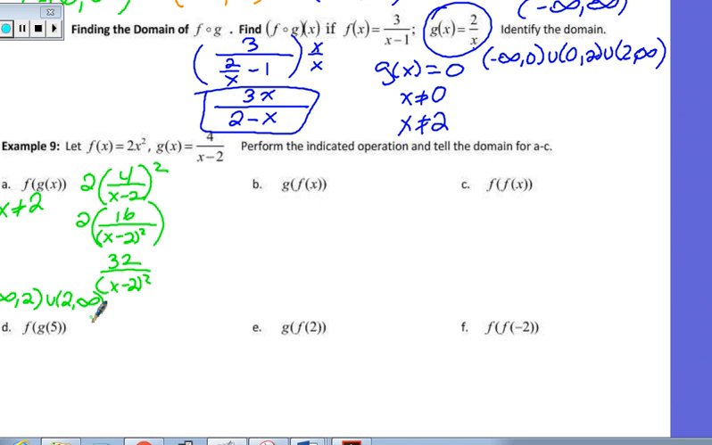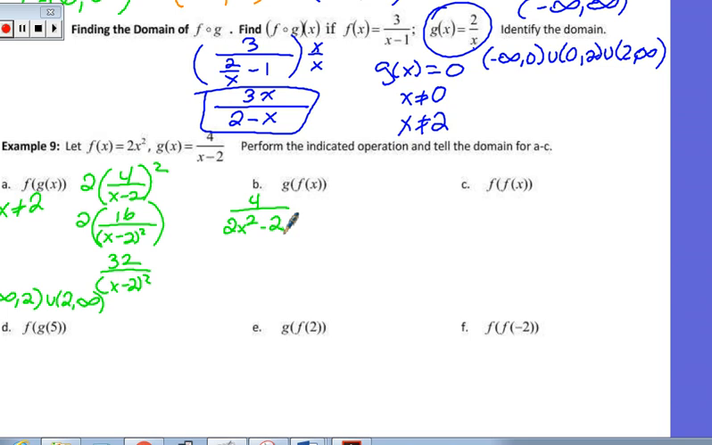So our domain is going to be from -infinity to 2, picking up on the other side of 2 and heading towards positive infinity. Okay, this one here, now we're going to take f of x, and we're going to replace that where we see an x with g of x. So that's going to get us 4 over 2x squared minus 2.